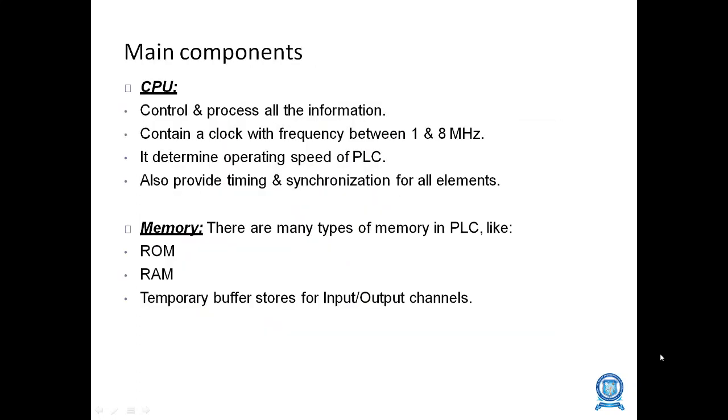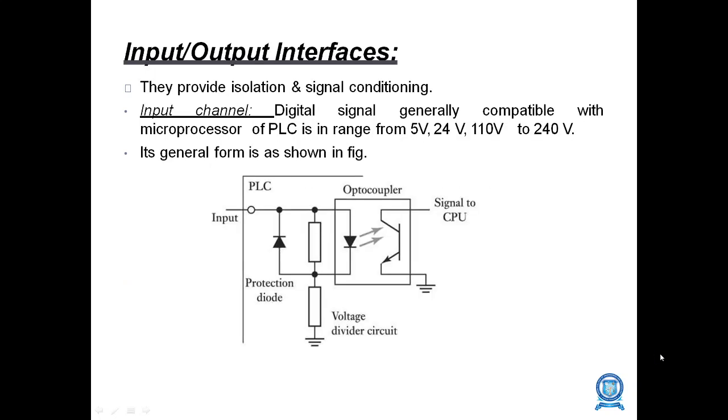Main components of the CPU: it controls and processes all the information, and contains a clock with frequency between 1 and 8 MHz. It determines the operating speed of the PLC and also provides timing and synchronization for all the elements. In memory, there are two types, ROM and RAM, and a temporary buffer.